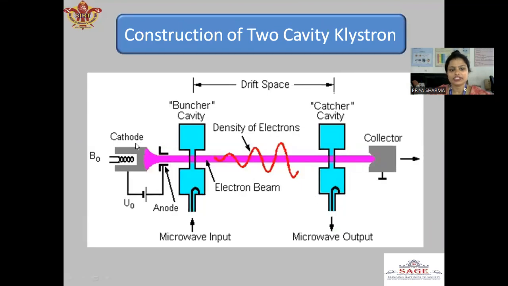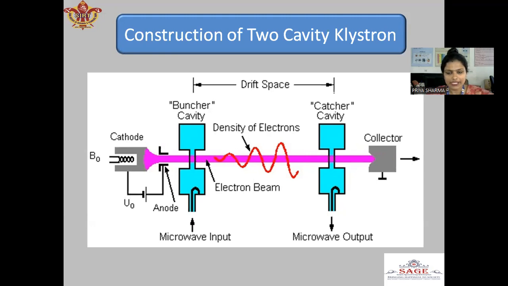So this is the basic construction diagram of a two-cavity klystron, containing an electron gun, a buncher cavity, a catcher cavity, and a collector. This is the drift space. So how does it work? We can give inputs from here and take the outputs from the catcher cavity. A very high velocity electron beam is formed by an electron gun, which is focused and sent through a glass tube, through an input cavity known as the buncher, and a field free drift space, and an output cavity known as the catcher, to a collector electrode.